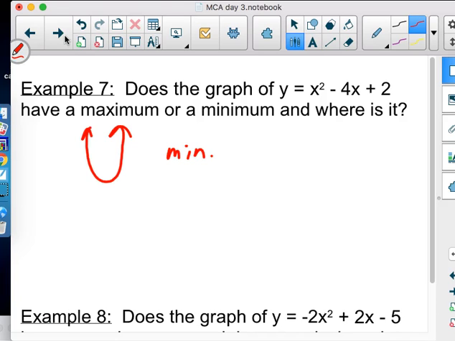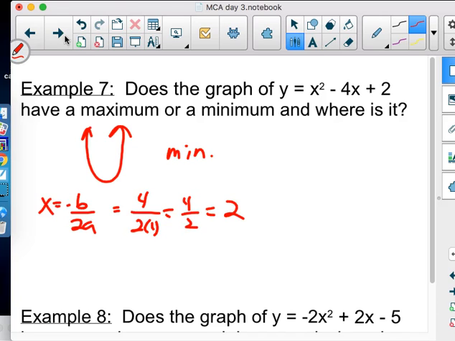It's been a couple of chapters. X equals -b over 2a. That'll get us the x-coordinate of the vertex. So it would be the negative of -4, which is positive 4. And then over 2 times 1, well, that's 4 divided by 2. So the x-coordinate is 2.